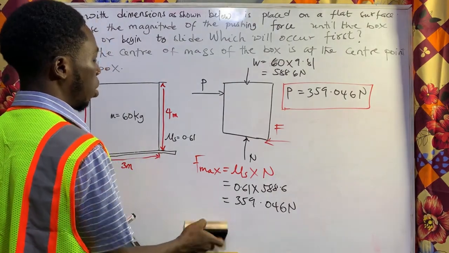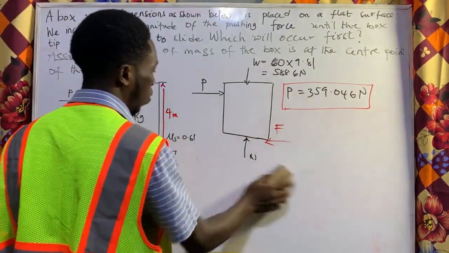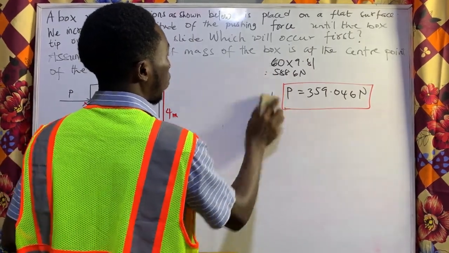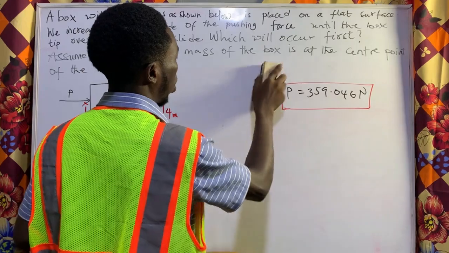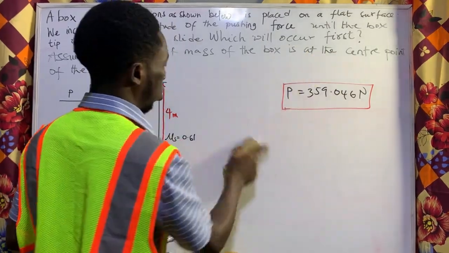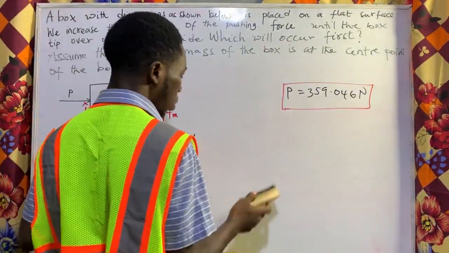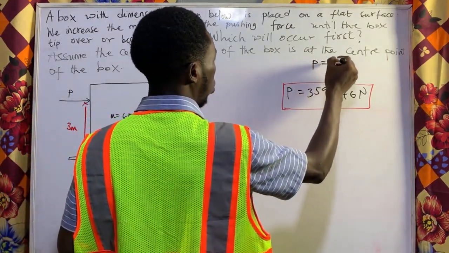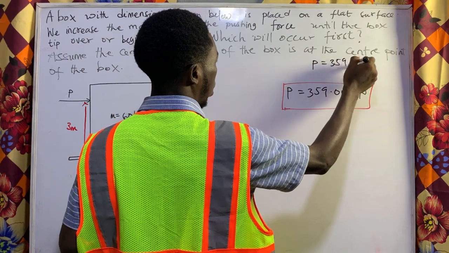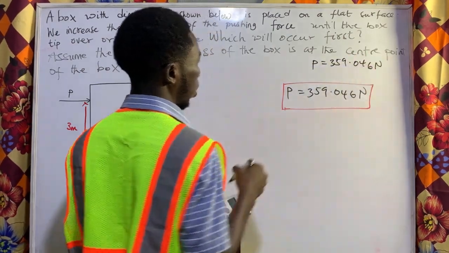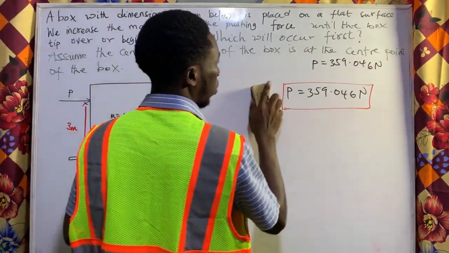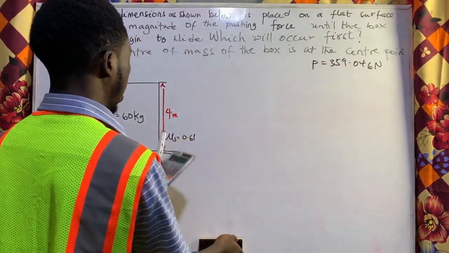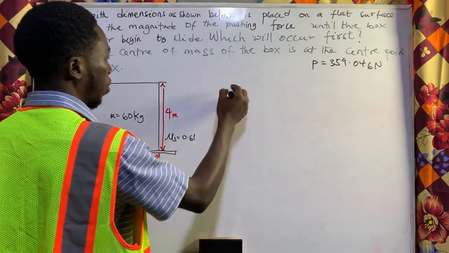So now let's calculate the minimum value that we need in order to cause the box to begin to tip. Then we compare it to this value, and look at which of them is smaller, and that will tell us which of the cases will occur first. Let me write this here. P is equal to 359.046 newtons. All right, so now let's look at the tipping case. So let's draw the free body diagram.